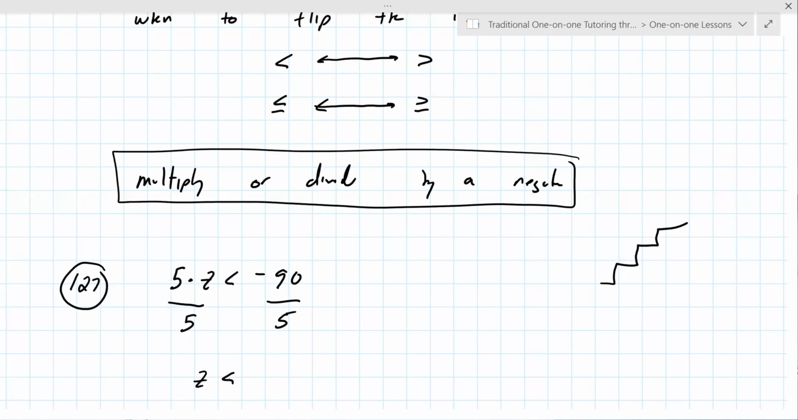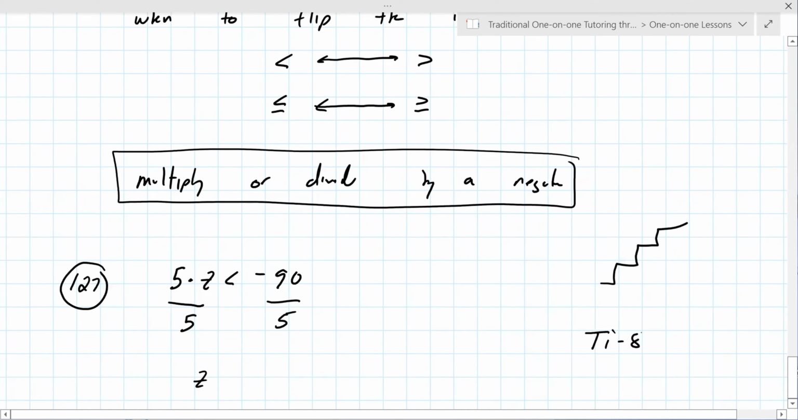Is it negative 12.125? No, this one works out really perfectly. Maybe you had something in your calculator already. Negative 90 divided by 5? Yes. No, it's not coming up. What kind of calculator are you using?